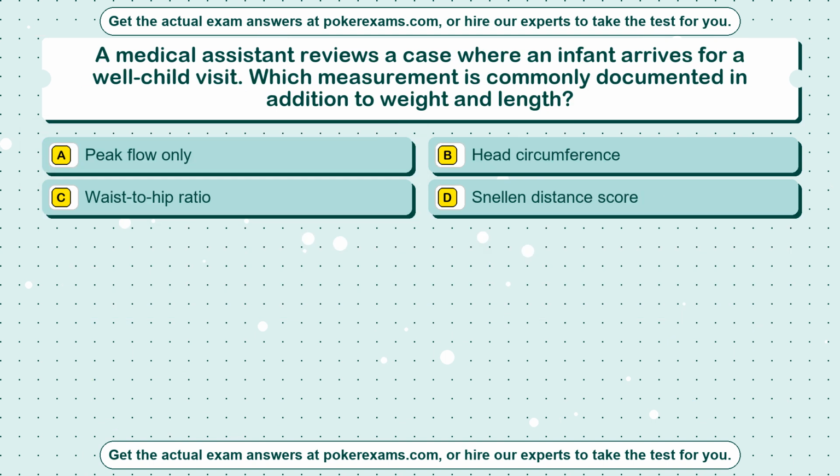Question 25. A medical assistant reviews a case where an infant arrives for a well-child visit. Which measurement is commonly documented in addition to weight and length? Option A, peak flow only. Option B, head circumference. Option C, waist to hip ratio. Option D, Snellen distance score.